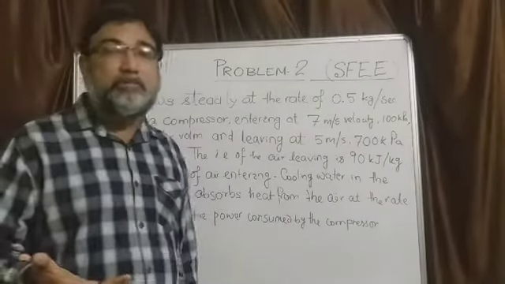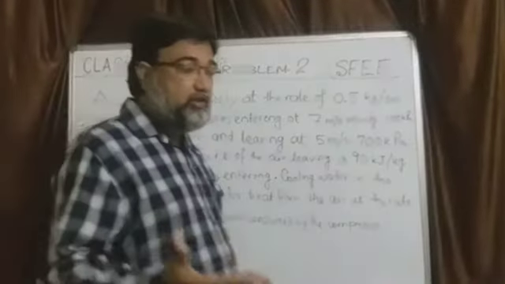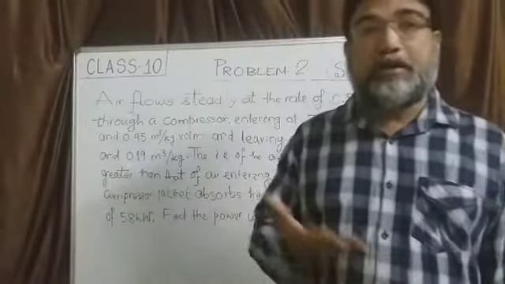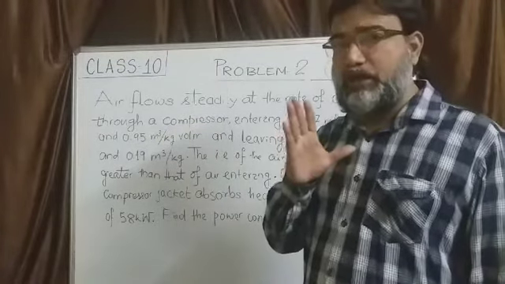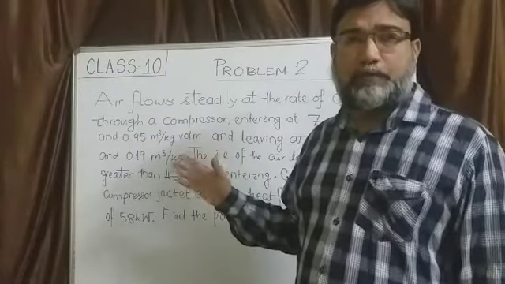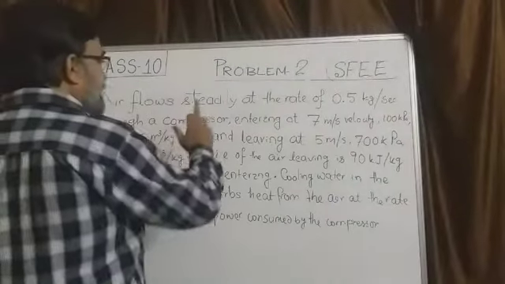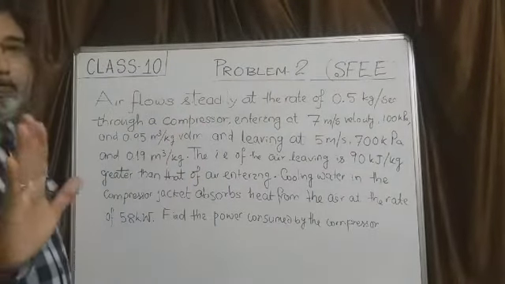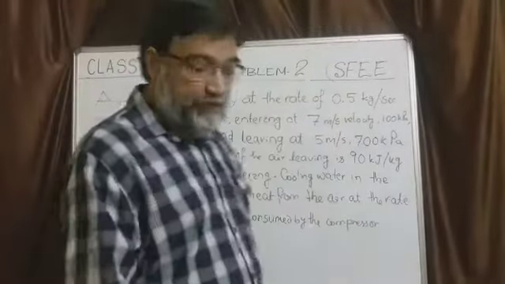Air is a compressible substance. It does not have a fixed density. Its density varies from one temperature and pressure condition to another. So all these things we are supposed to know before we solve a problem. So the problem goes like this. Air flows steadily. That means it is a steady flow problem. Air flows steadily at the rate of 0.5 kg per second.